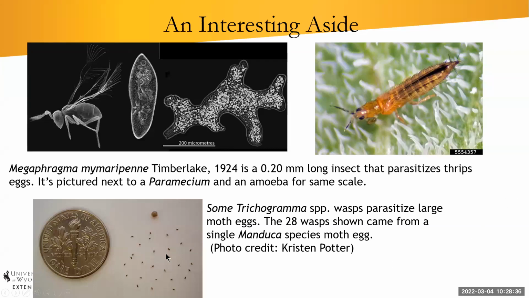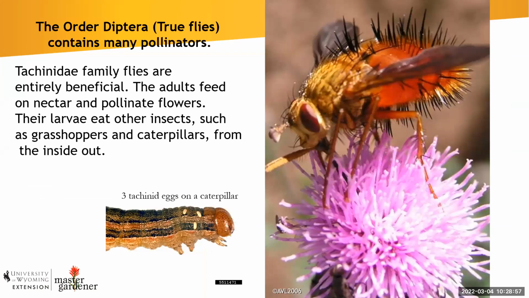And this is a great illustration that Kristen Potter captured. So here's a dime. This is the egg of, say, a large Manduca, like that tomato hornworm that I showed you the picture of. And from that single egg emerged 28 wasps. You can see that then they all go out seeking other eggs, how that could be an effective control for many pest species.